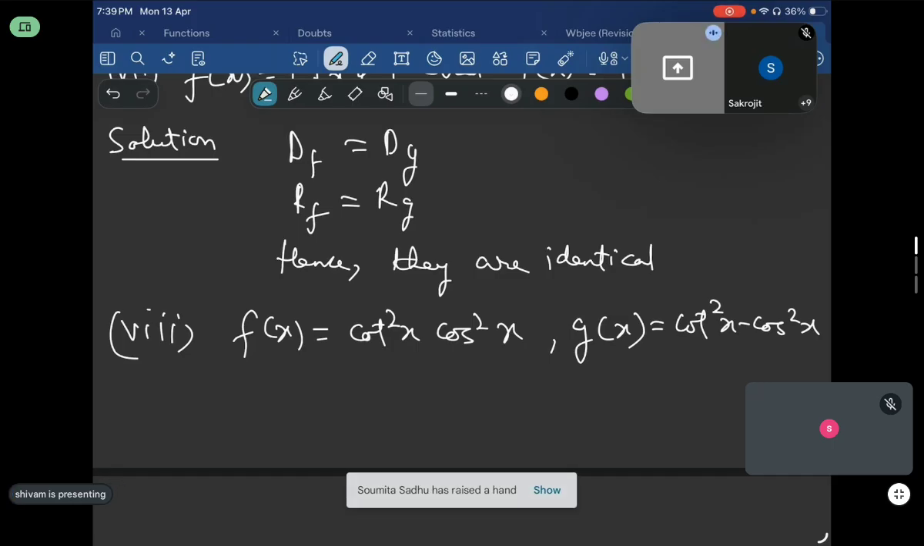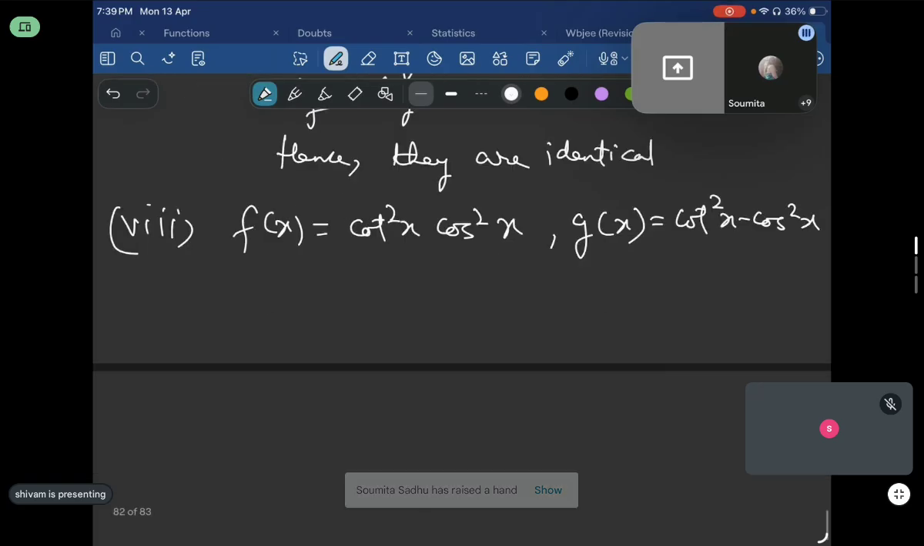Shomita, tell me. Sir, they are identical because when sin x is 0, they are undefined and the domain is same. Domain is same. How are their functional values same? Are you sure their functional values are same? Sir, they are the same expression.